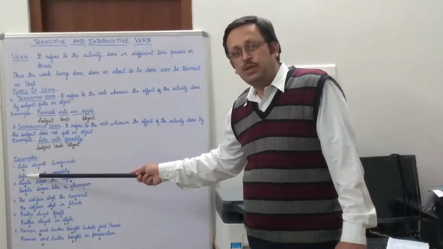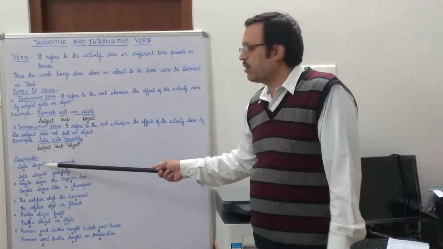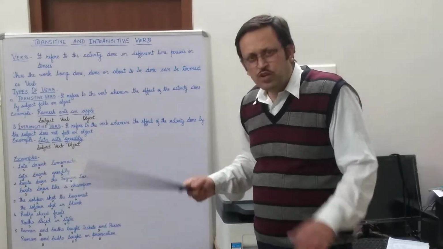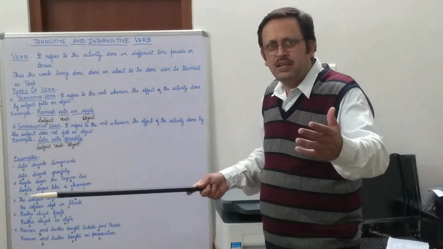And who has done that activity? Lata performed that activity. And what effect of that activity done by Lata fell on the object? Here the object is lemonade. So did something happen on the object? Yes.